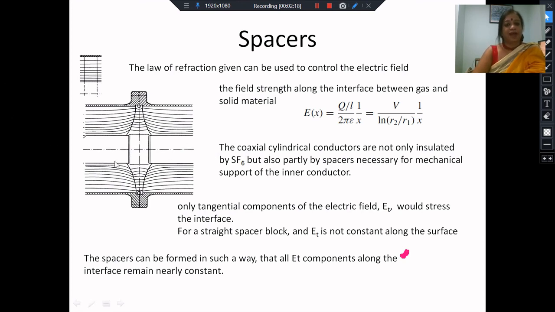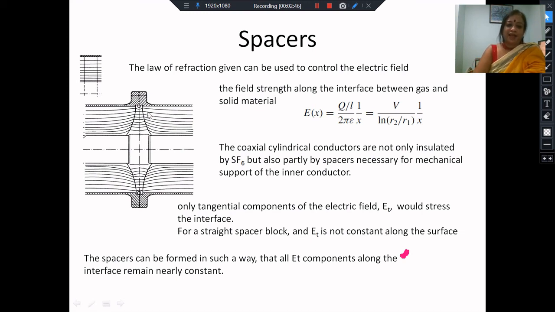So this is your gas insulated line, and you provide a spacer, a solid block. This solid block between the enclosure and the conductor is called the spacer. It must be insulating, so it has to provide the insulation that SF6 provides. So it has a dielectric function. Apart from that, it provides mechanical or structural support to the inner conductor.